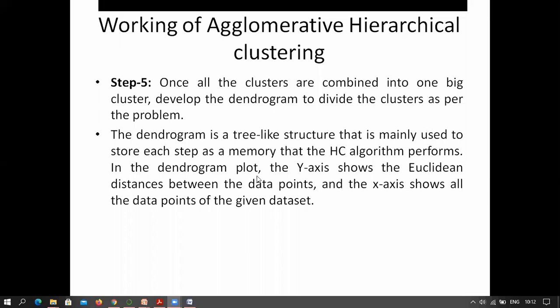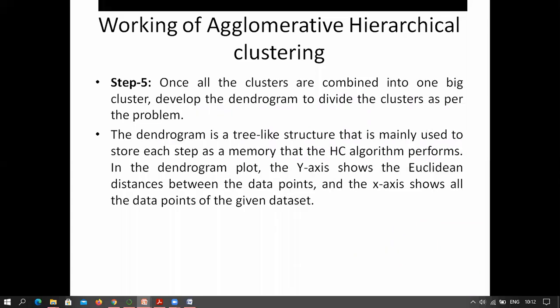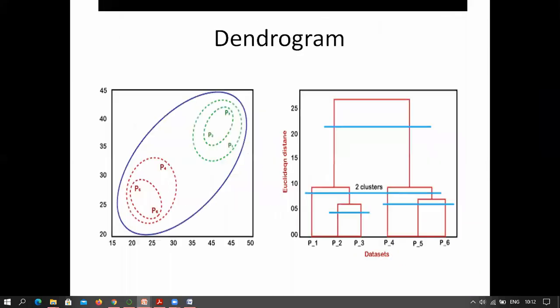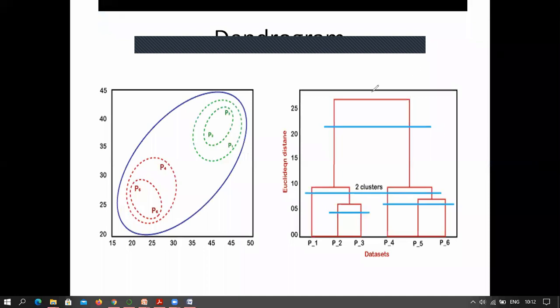Now we will create the dendrogram for this example. In order to create this dendrogram, we need to create one tree type structure. Along this axis, I'm taking all the clusters. Initially, these are your data points along the x-axis, and along the y-axis, we are taking the Euclidean distance. This is representing your Euclidean distance between any pair of clusters.